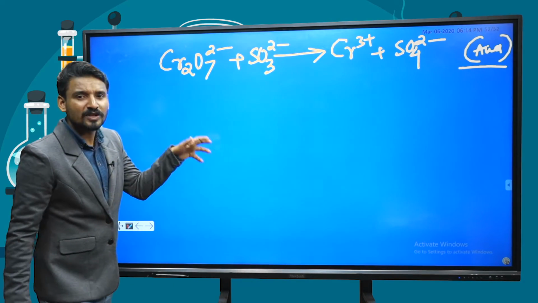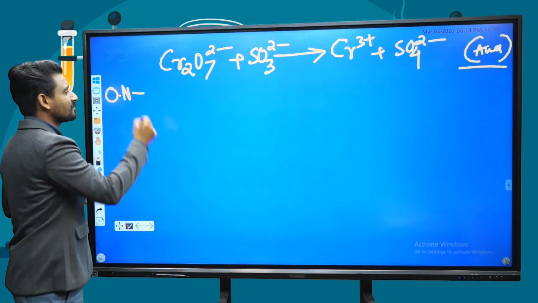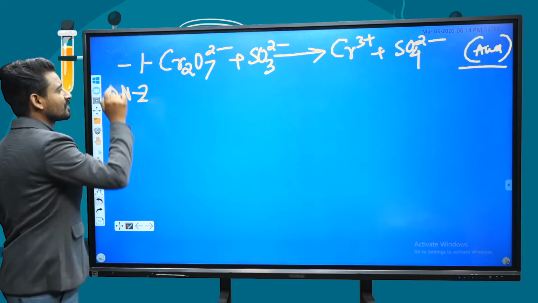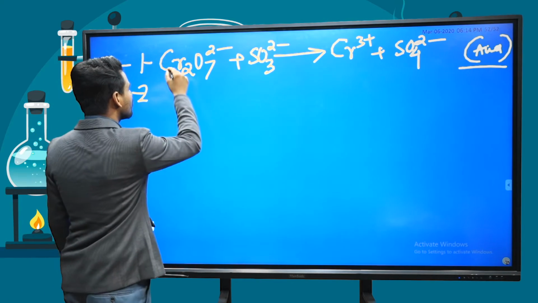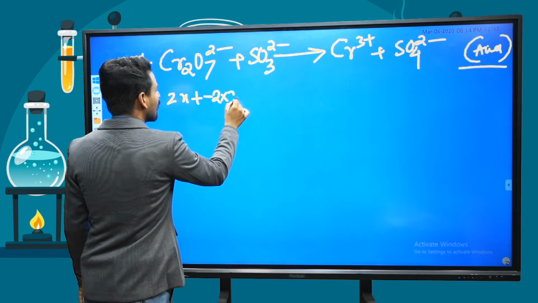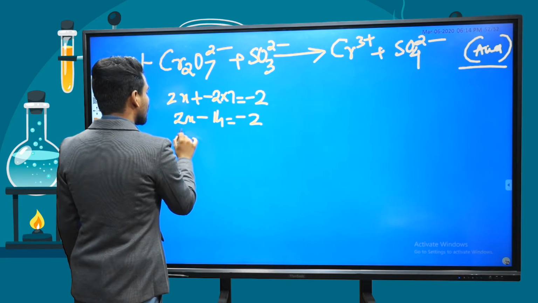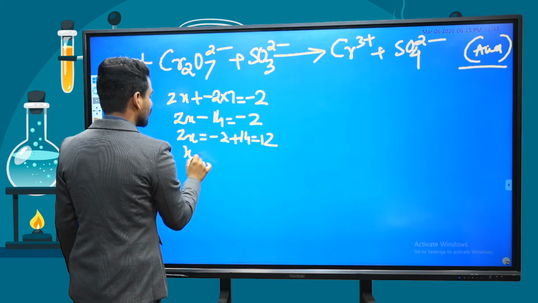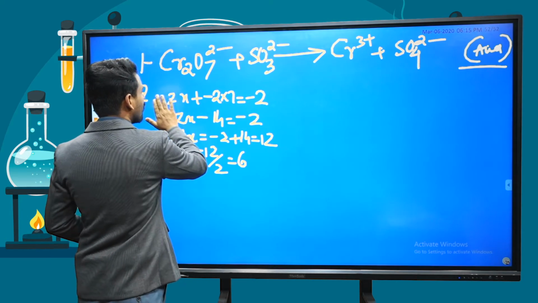Let us move to the next step, that is, assign oxidation numbers. That is the second step. You should calculate the oxidation number of chromium in Cr2O7 2-. 2x plus -2 into 7 is equal to -2. Then 2x minus 14 is equal to -2. Then 2x is equal to -2 plus 14, that is equal to plus 12. x is equal to 12 by 2, that is equal to 6. So 6 is the oxidation number of chromium here.